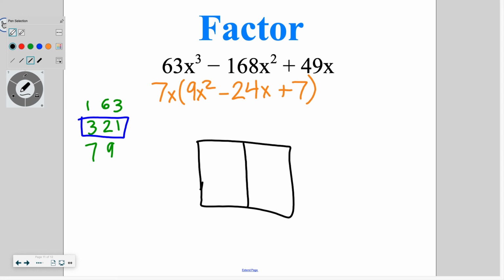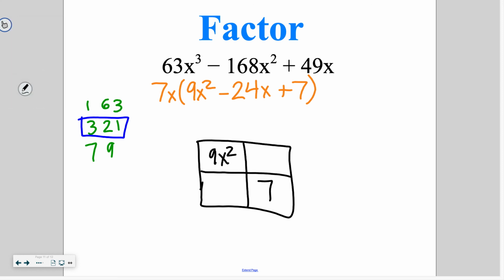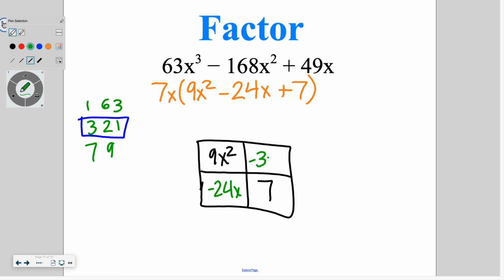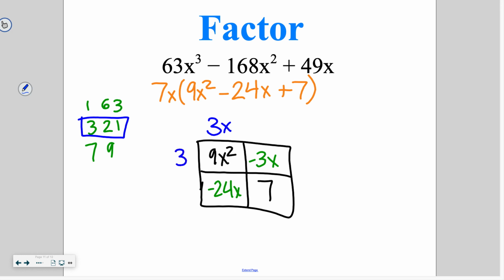I have my 9x squared from the first term and my 7 from the back term. Then I have a negative 24x and a negative 3x. Looking for my common factor, both of these can be divided by 3, and I can pull out an x. To get from 3x to 9x squared, I need a 3 and an x.